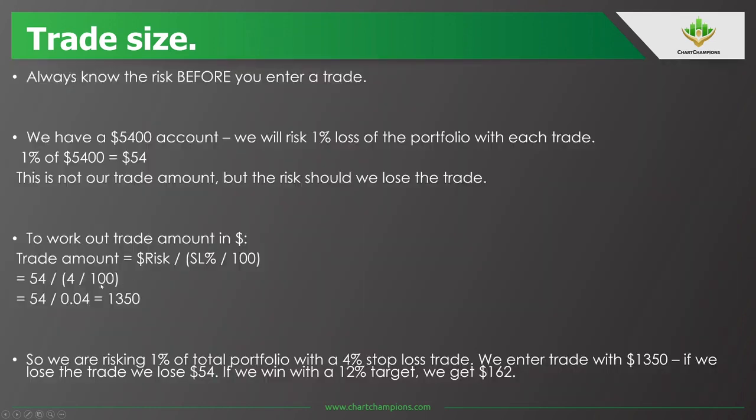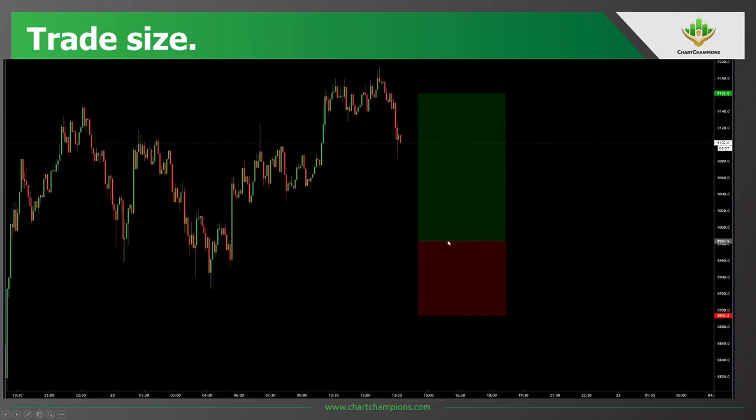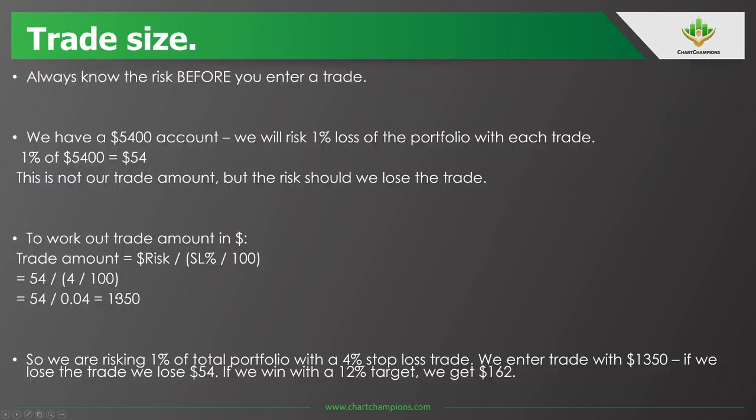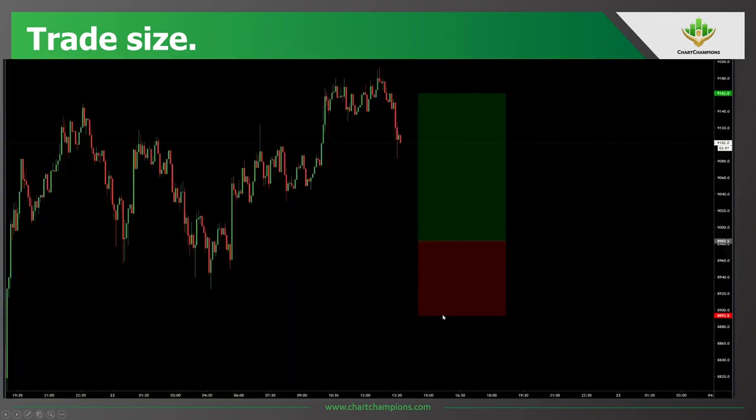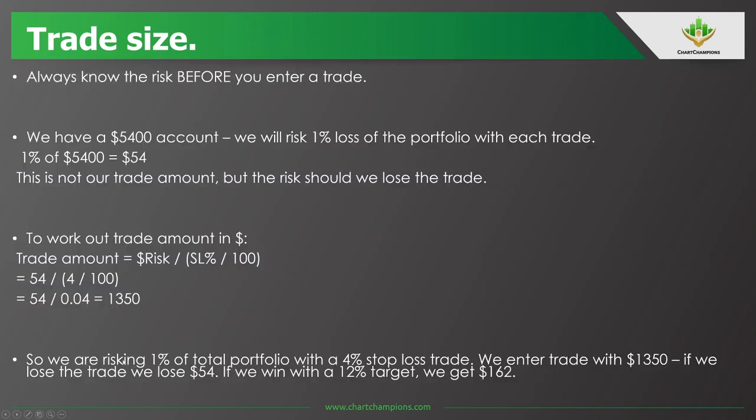We have gone through the formula, working out how much we're willing to risk per trade from our account balance, and that's given us 1,350. So the entry will be 1,350. Then once we place our stop loss and our take profit, we know that we are only going to lose $54 if our stop loss is hit. So we are risking 1% of total portfolio with a 4% stop loss in this specific trade. We enter the trade with $1,350.